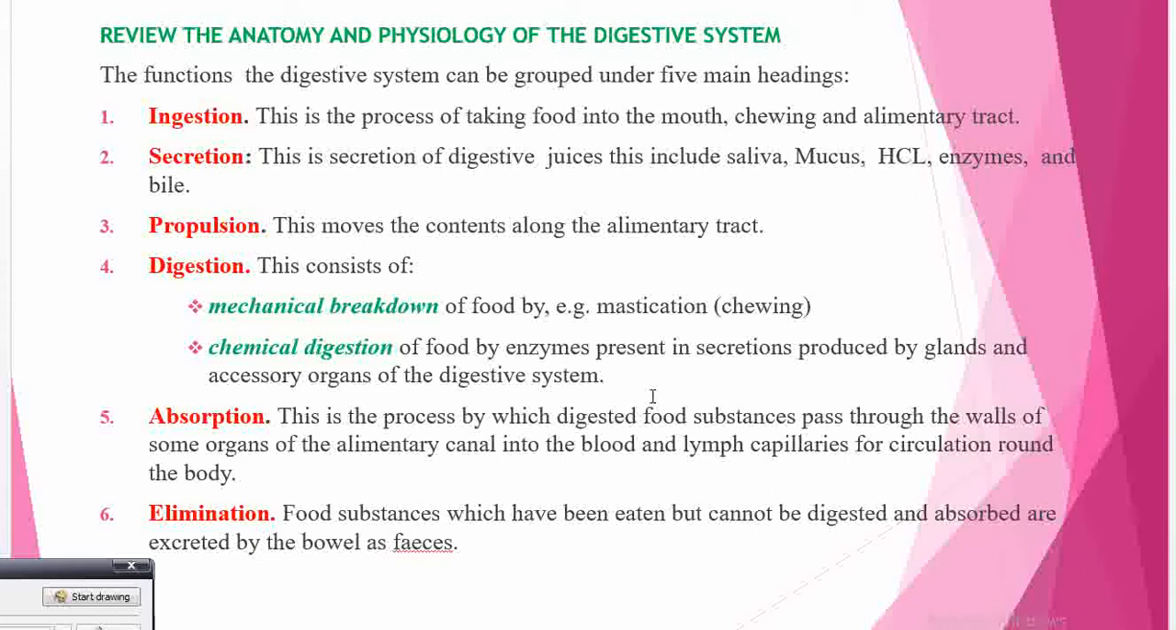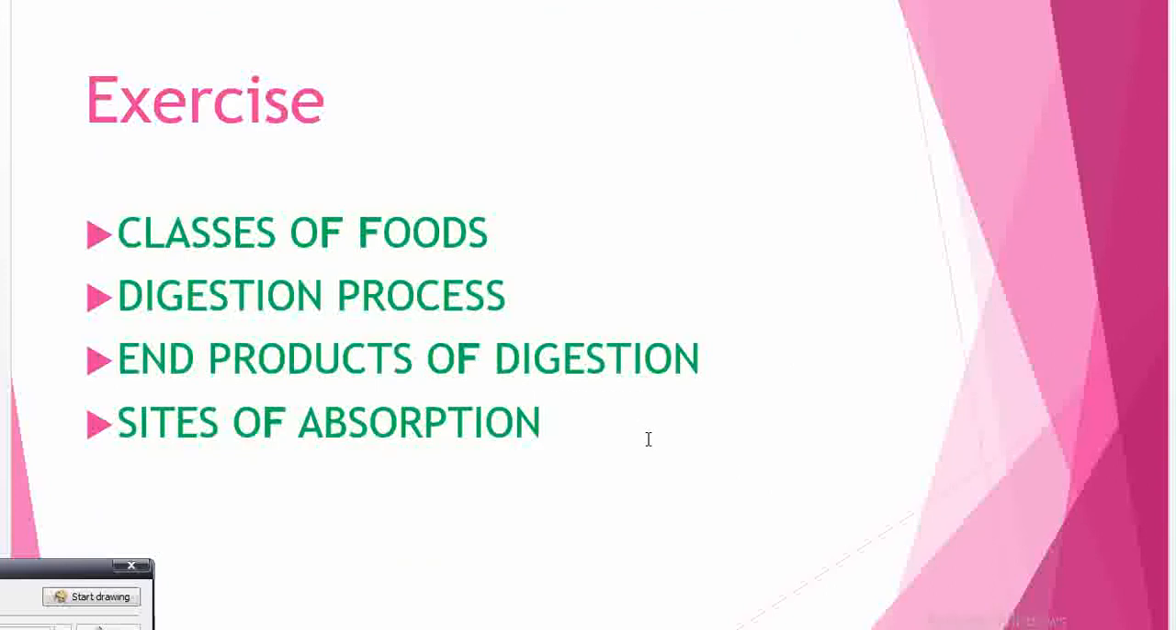Then we have elimination. In elimination, the food substances which have been eaten are removed, because if they accumulate, we are going to see problems. You need to know the classes of food under nutrition. I know you know the macronutrients and the micronutrients. You're supposed to classify them.